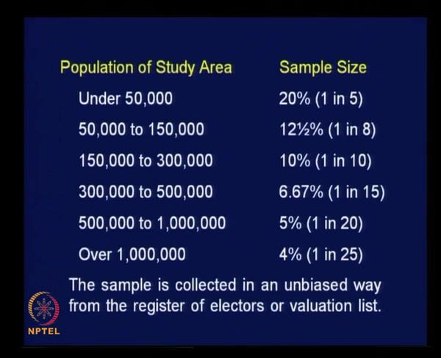Of course, the sample is collected in an unbiased way. You would have studied about unbiased sampling, the random sampling process, right, from the register of electors or valuation list. Electoral rolls or valid sources, or you can look for other records like the valuation list, which is a list of valuation of properties, or taxpayers list, and so many sources are available, and you can pick the sample based on the information available in those lists. For our conditions, electoral rolls are much better because they are updated frequently.